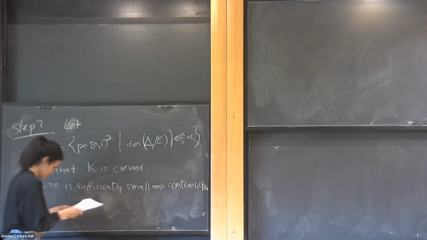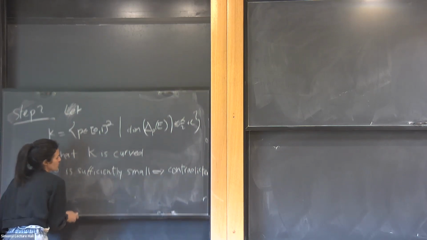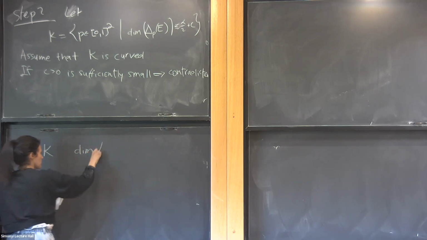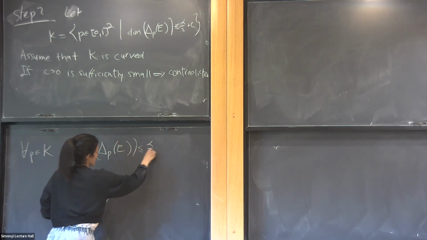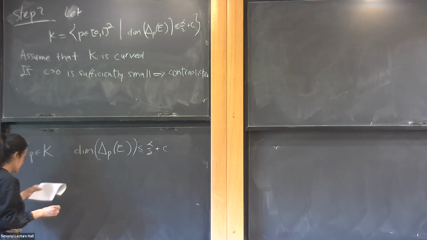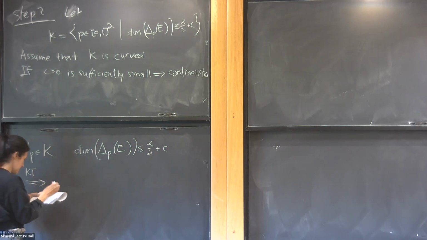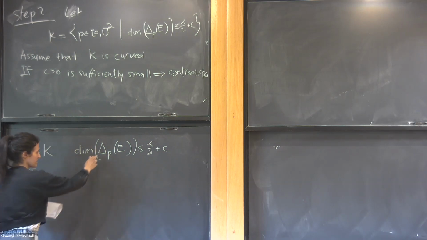This is what we want to show. And so how do we show this? So using a Katz-Tao lemma, okay, so what do we know? We know that for each P in K, the dimension of the set is at most alpha over 2 plus C, right? So by Katz-Tao, by the lemma that they stated, I can find this covering of this set.